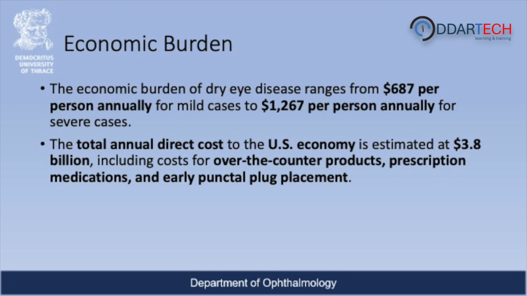The economic burden of DED varies from about $687 per person for mild disease to $1,267 per person annually for severe cases. The total direct cost to the U.S. economy is estimated at $3.80 billion, including over-the-counter products, prescription medications, and punctal plug placement.